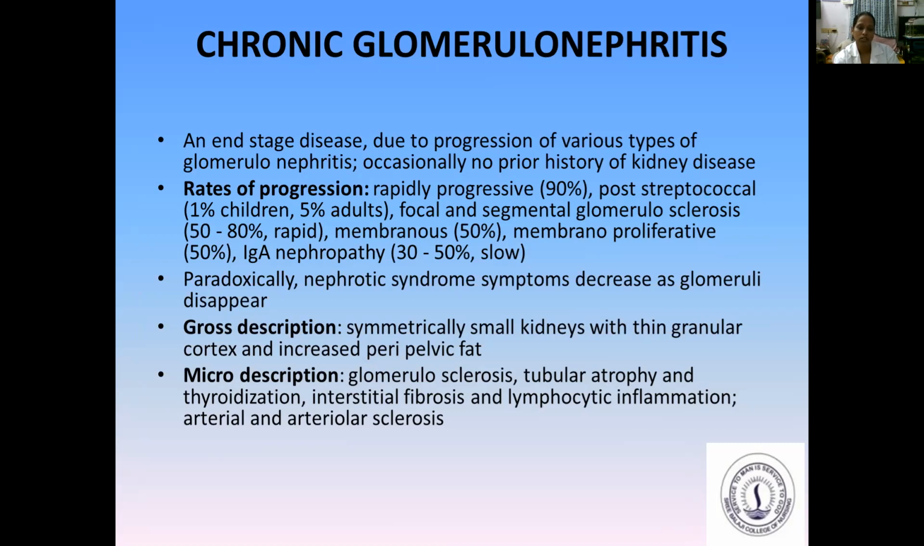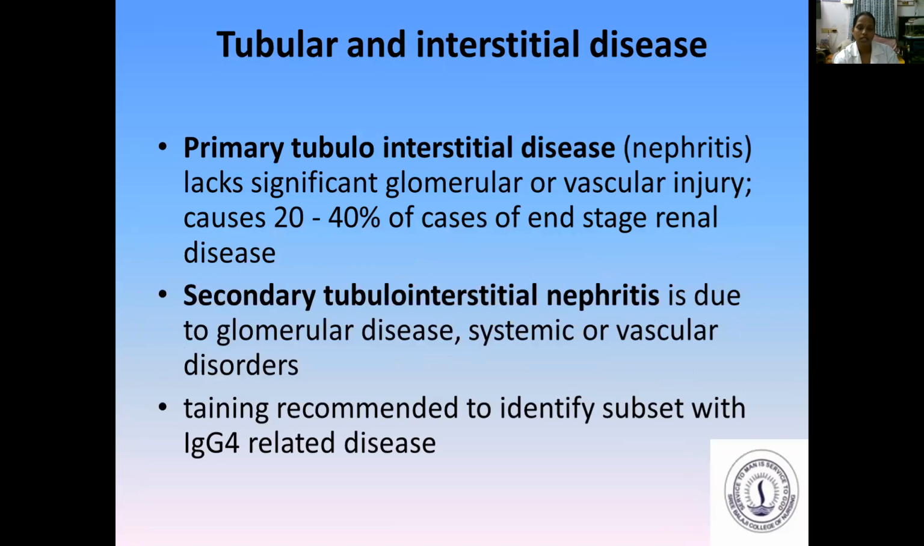So the gross description shows symmetrically small kidneys with a thin granular cortex and increased peripelvic fat. The microscopic description shows glomerulosclerosis, tubular atrophy and thyroidization, interstitial fibrosis and lymphocytic inflammation, and arterial and arteriolar sclerosis. So till now we have finished the diseases of the glomerulus. Moving on to the tubular and interstitial disease.